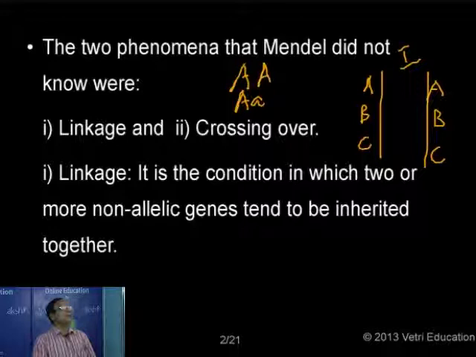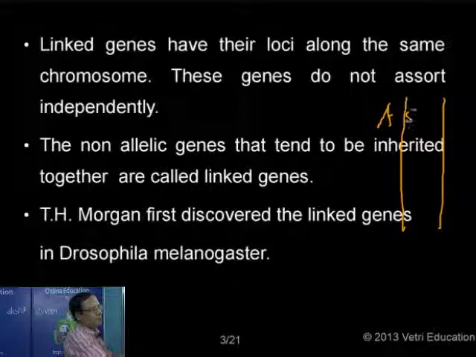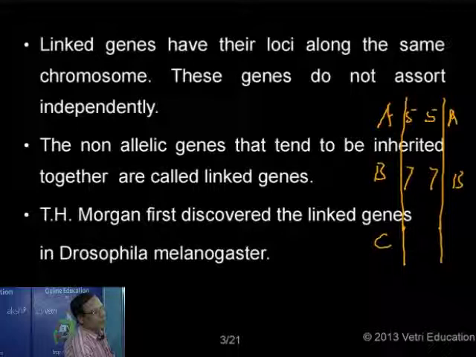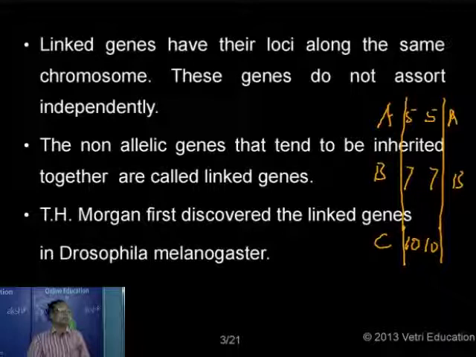Now, I mentioned earlier, the linked genes have their loci. Suppose I am taking a pair of homologous chromosomes. Gene A may be found in the 5th locus, gene B may be present in the 7th locus, and gene C may be present in, say, the 10th locus. So the linked genes have their loci along the same chromosome, the 5th, 7th and 10th as an example. When present together on the same chromosome, these genes do not assort independently. Even in some cases assortment is there, but not up to the 100% level. So when genes are located on the same chromosome, they do not assort independently, as proposed by Mendel.